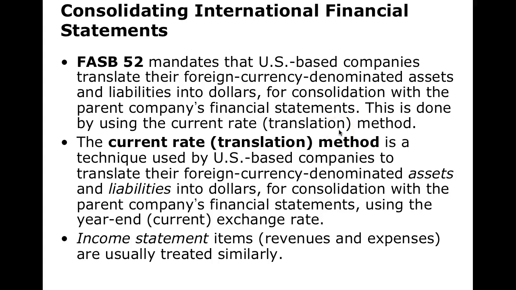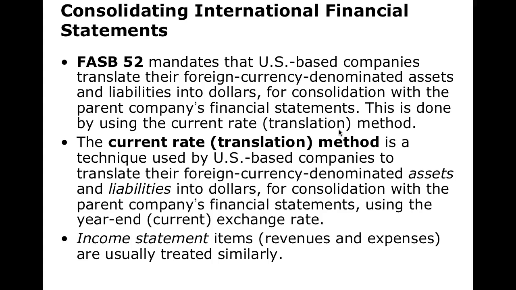Okay, so in consolidated international financial statements, we have this FASB 52, which mandates that U.S. companies translate their foreign currency denominated assets and liabilities into dollars for consolidation to the parent company's financial statements. So if a company has assets overseas in foreign currencies, they have to use the exchange rates to bring them into line with U.S. dollars, basically translate the value into U.S. dollars and create a consolidated set of financial statements.